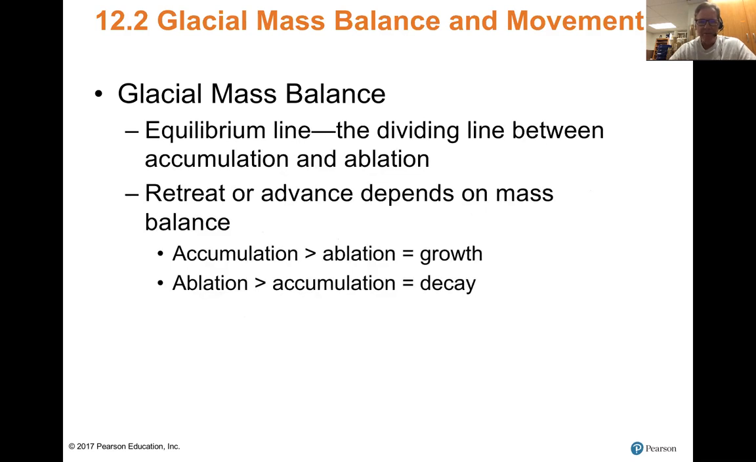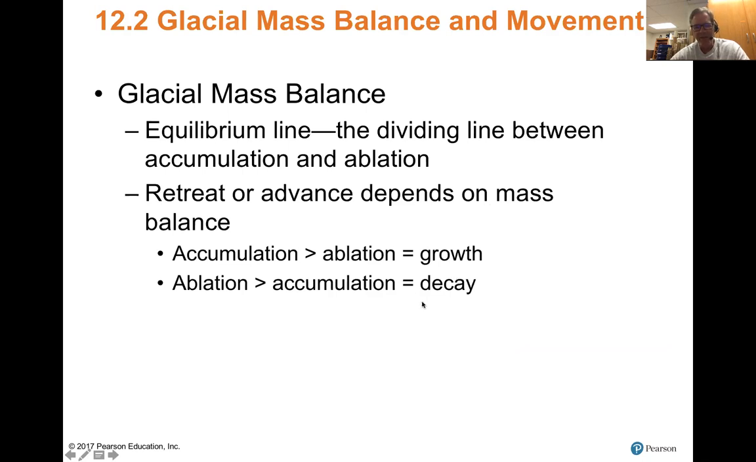At some point, you get what we call the equilibrium line, the dividing line between accumulation and what we call ablation. And so the glacier will start to retreat or advance. And this depends on its mass balance. If the accumulation is greater than the loss, then we grow. If the loss, the ablation, is greater than the accumulation, then we get decay.